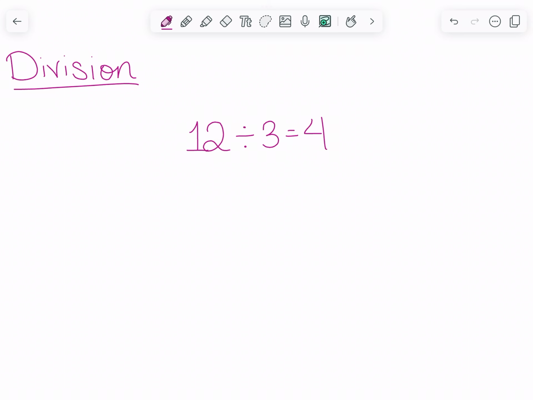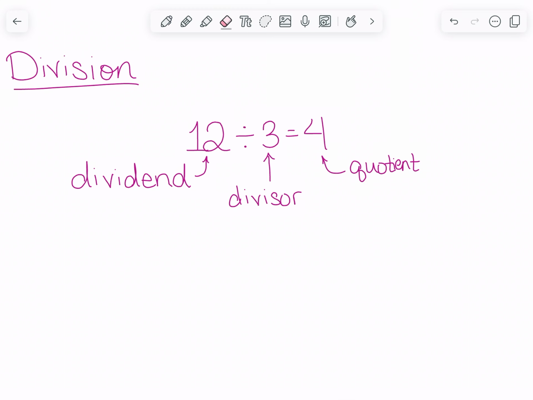In division, the number we divide by is known as the divisor. In the problem 12 divided by 3 equal to 4, the number 3 would be the divisor. The number we're dividing into is known as the dividend. In the problem 12 divided by 3 equal to 4, the number 12 is the dividend. Finally, the result of the division problem is known as the quotient. For 12 divided by 3 equal to 4, the number 4 would be the quotient.